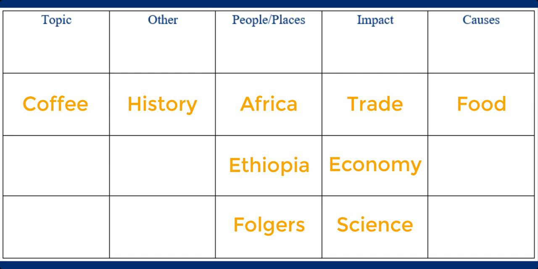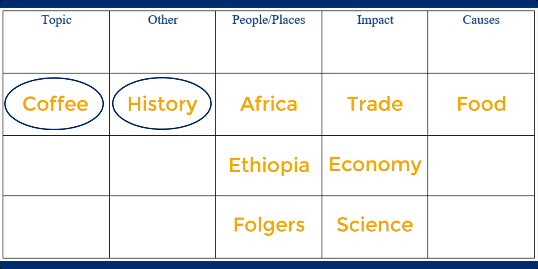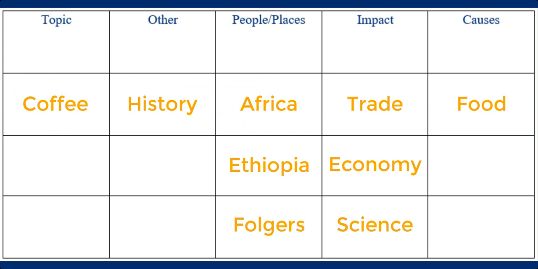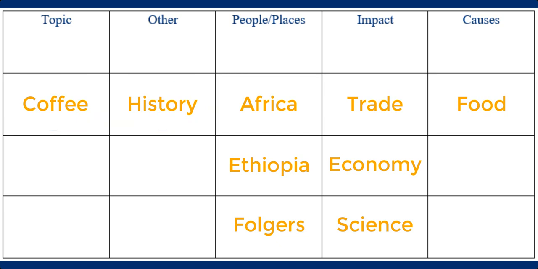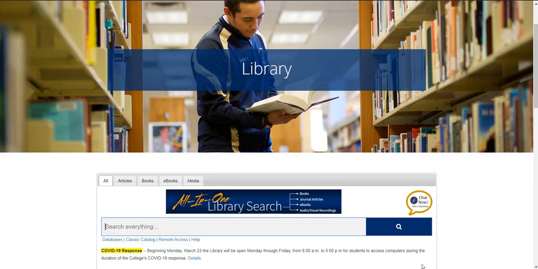We can now combine these keywords using Boolean operators to create a search for the library's all-in-one search. We could choose a couple different keywords to put together. We could choose coffee, history, and Africa for our search, or any other combination we wanted from across the column. For the purpose of this example, we are going to choose the two keywords, history and coffee, and string them together with the Boolean operator AND, so that we can use the library's all-in-one search.